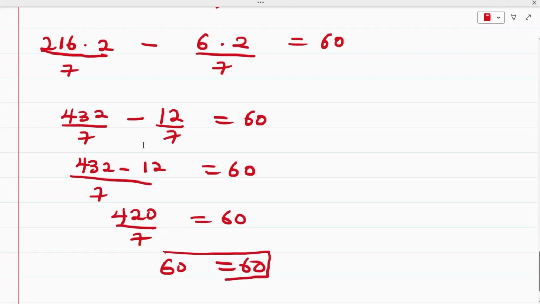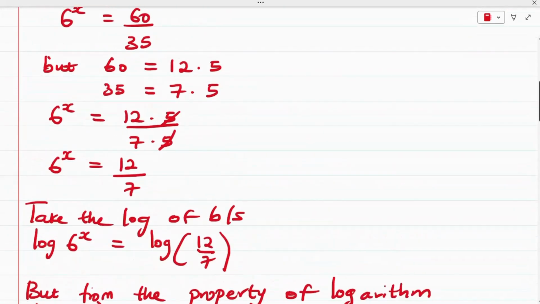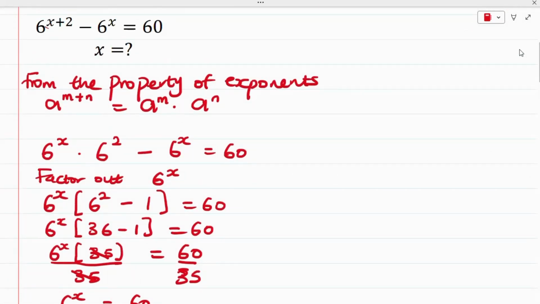And this shows that our answer for x is actually correct. So right here we can easily say that the value for x is equal to 1 plus log 2 base 6 minus log 7 base 6. So this is the final answer.